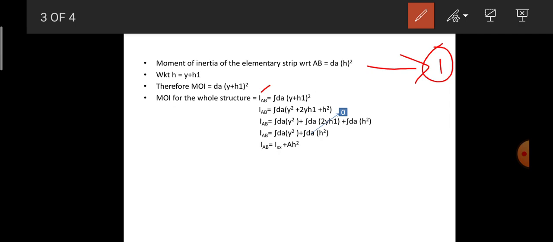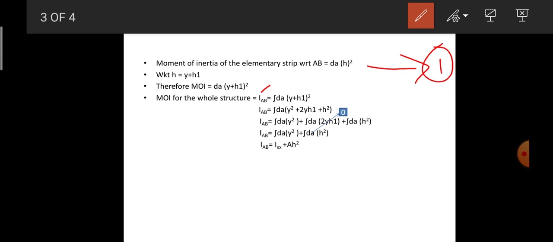Now by using this equation, if I want to find the moment of inertia for the overall structure, I need to integrate this equation. Integration of this equation will give me the moment of inertia for the overall structure with reference to the axis AB. Therefore IAB is equal to integration of dA into (y plus h1) whole square, wherein IAB is the moment of inertia with reference to the AB axis. I is the symbol for the moment of inertia.